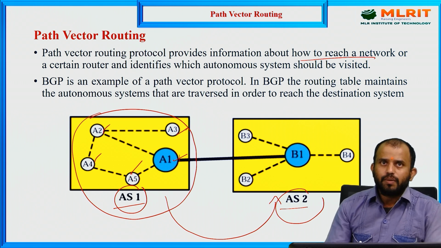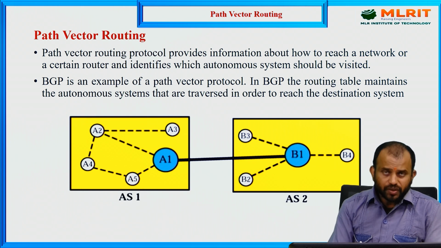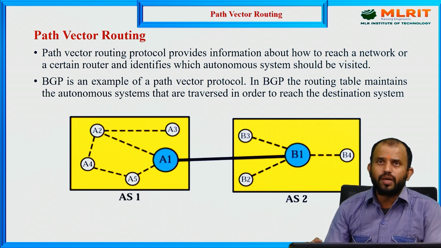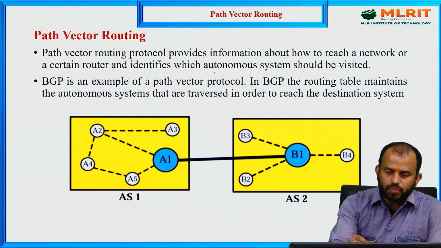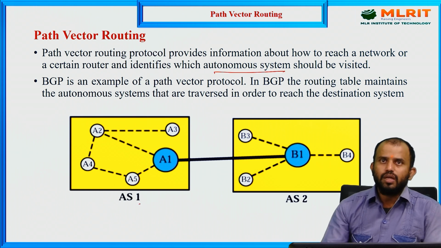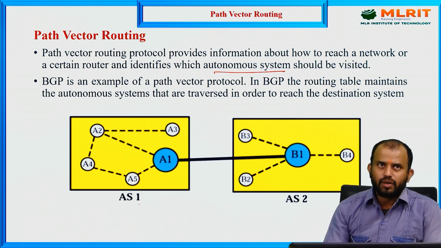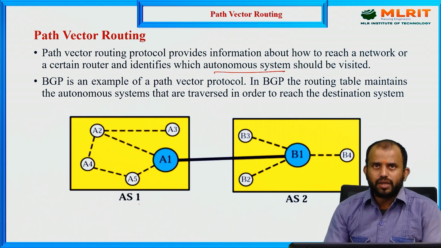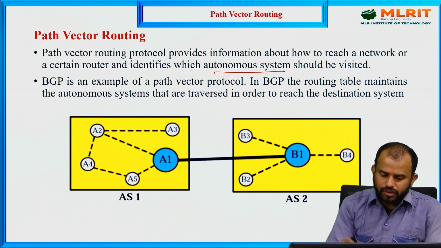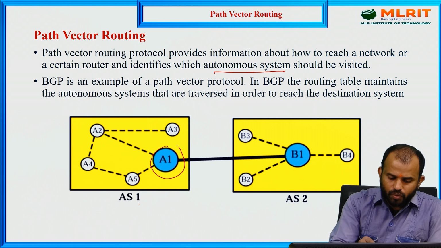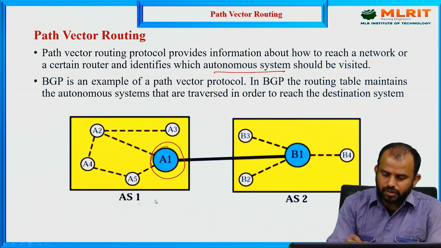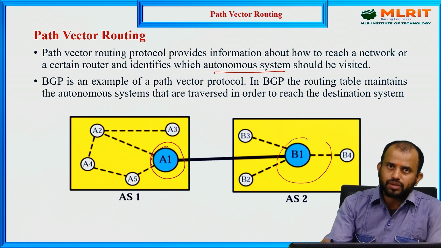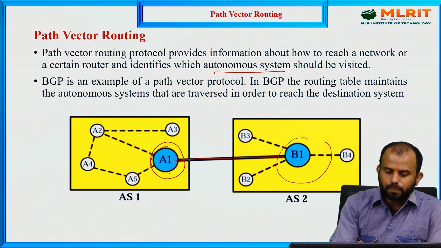Path vector routing provides information about how we can reach a network or certain routers, identifying an autonomous system, which we call AS1. It is similar to BGP, which is a path vector routing protocol. Here, one autonomous system is connected to another autonomous system, which means A1 is connected to B1, so we have to choose these path values.